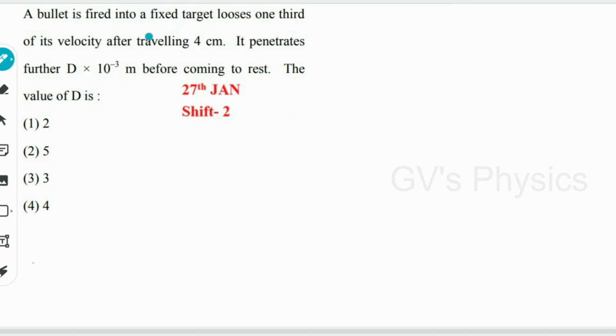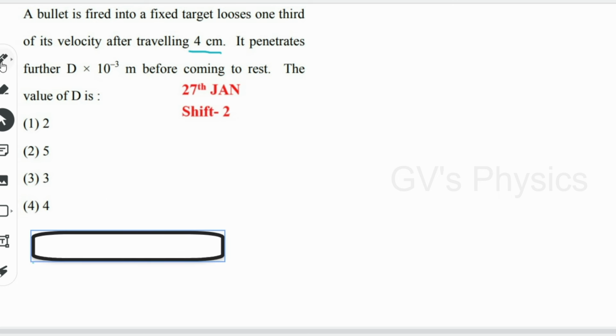Next question. A bullet fired into a fixed target loses 1/3 of its velocity after traveling 4 cm. So with respect to the condition, we'll draw the diagram. Let us consider this is the fixed target and the bullet is fired into it, and let us consider its initial velocity is u. After penetrating, it loses 1/3 of its velocity, so the balance will be 2/3 u. So after covering 4 centimeter, the velocity has become 2/3 u.